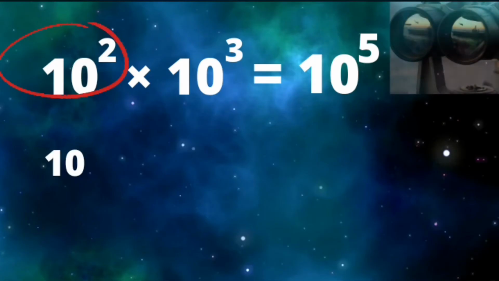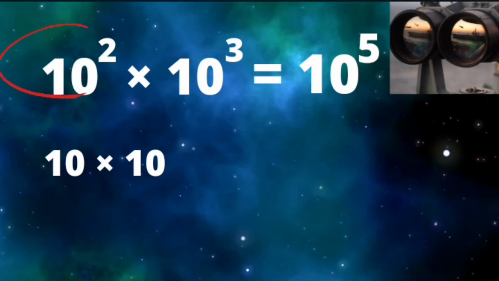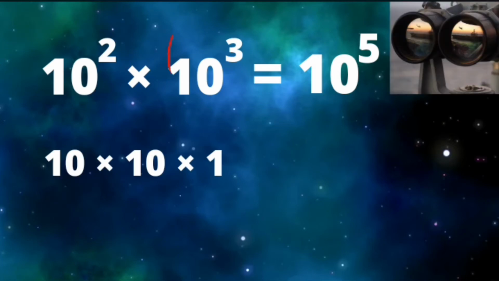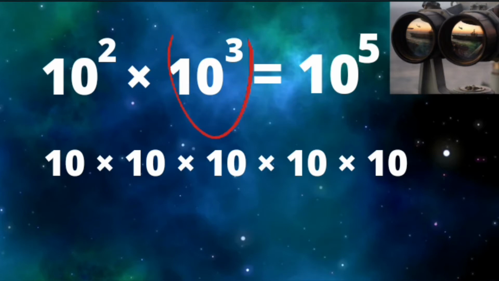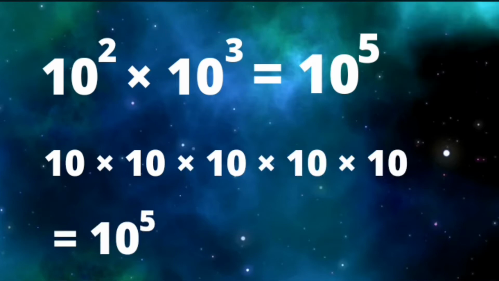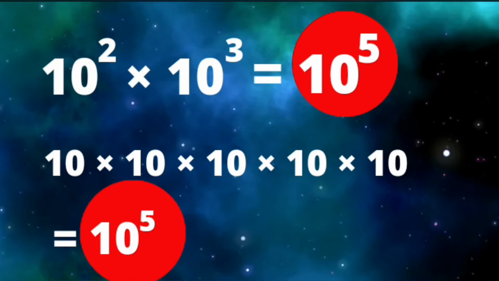By expansion, 10 raised to power 2 is 10 times 10, and 10 raised to power 3 is 10 times 10 times 10. 10 times 10 times 10 times 10 times 10 in short can be written as 10 raised to power 5. Did you observe something? The results by expansion and the result we got by adding the powers are the same. Anytime you have the same base multiplying themselves, simply pick one of the base and add the powers. Simple, right?